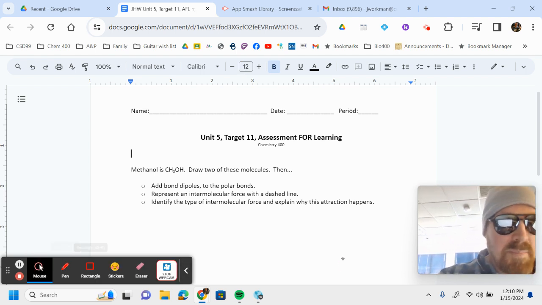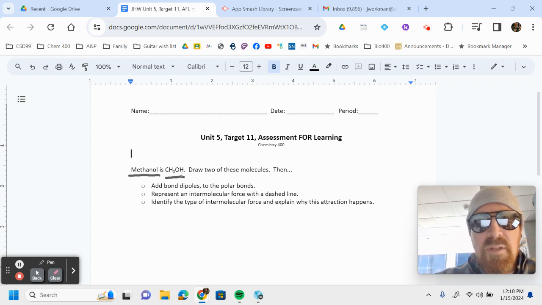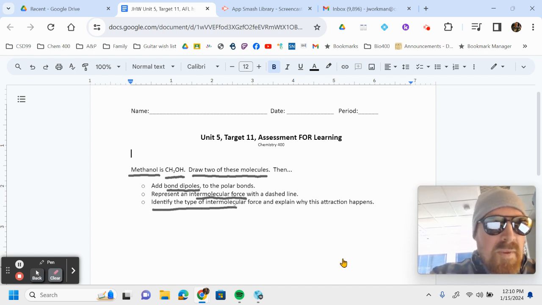So let me get my pen tool here and choose black. Methanol is the molecule in question here, CH3OH. That's the formula. I'm going to draw two of these molecules below, and I'm going to show you where the bonds are that have polarity. And then we're going to show intermolecular attraction with some dashed lines between these two molecules. And then, of course, we're going to name the type of intermolecular force and why it occurs.